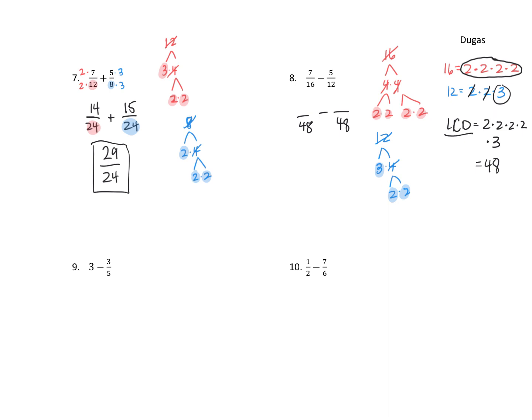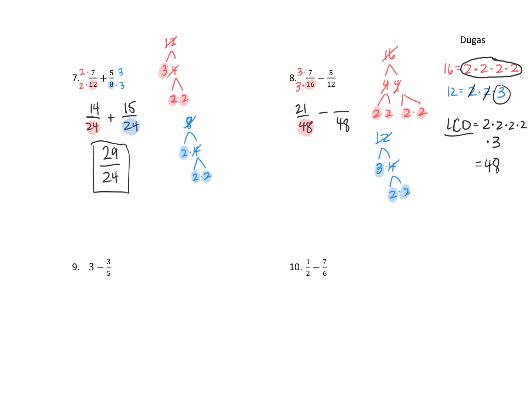To find out what we should multiply by, we're going to divide our desired LCD, 48, divided by what's actually there. So 48 divided by 16 is 3. So we're going to multiply the top and the bottom by 3. 7 times 3 is 21. So our first fraction is 21 over 48.